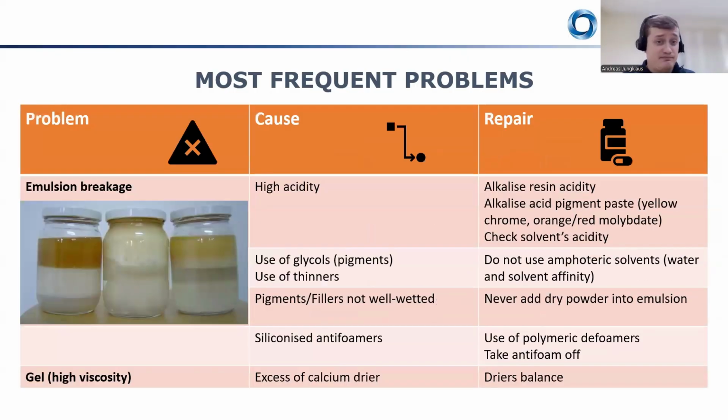Emulsion breakage, typically caused by high acidity, unsuitable solvents, poor pigment wetting, or incompatible additives such as silicone antifoams. And solutions will involve pH adjustment, using polymeric defoamers instead of silicone-based ones, ensuring proper pigment dispersion, and so on.